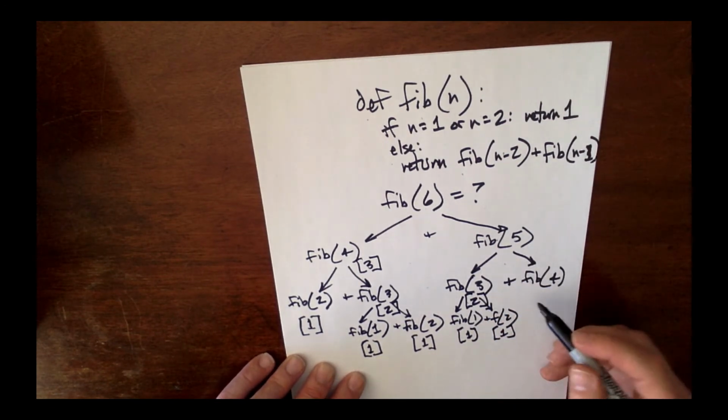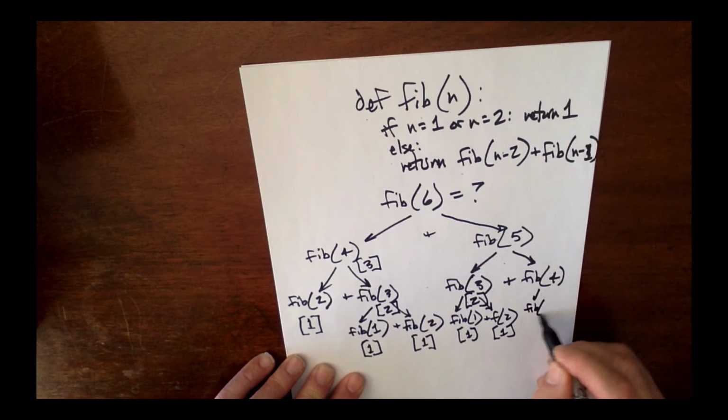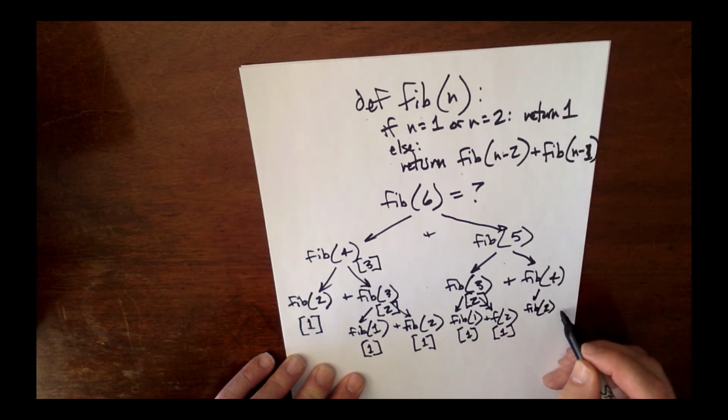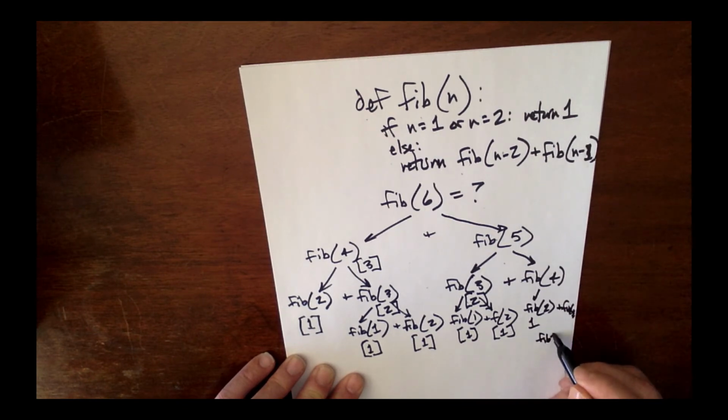But now this gets, well, you know it gets painful. We're going to do fib 4 equal to fib 2 plus fib 3. I'm running out of space here. Fib 2 is 1. Fib 3 is fib 1.